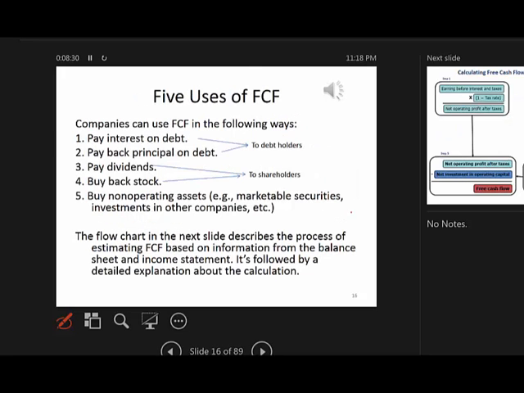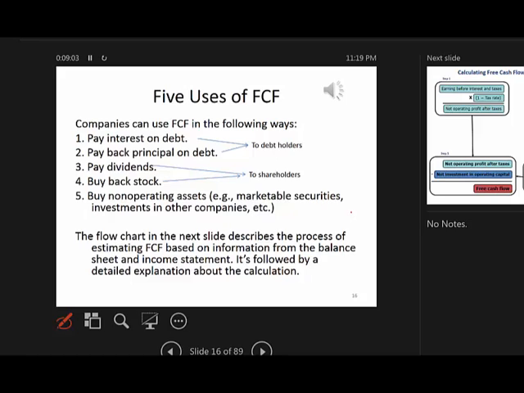What can the company do with the free cash flows? They can use free cash flows in the following 5 ways. First, they can use the money to pay interest on debt. They can also use it to pay back principal on debt. So these two are paid toward debt holders. They can also use free cash flows to pay dividends or to buy back stocks, or say to repurchase stocks. And these two are paid back to shareholders.